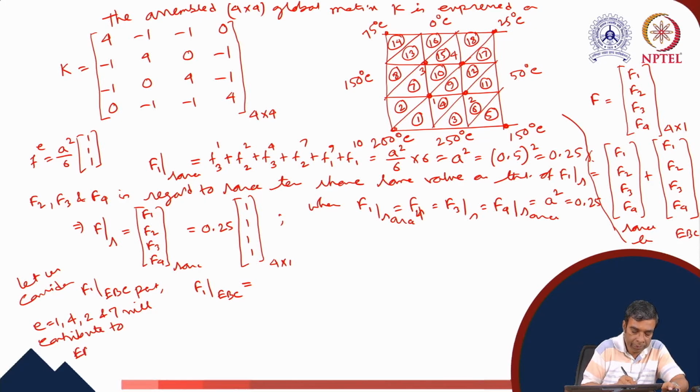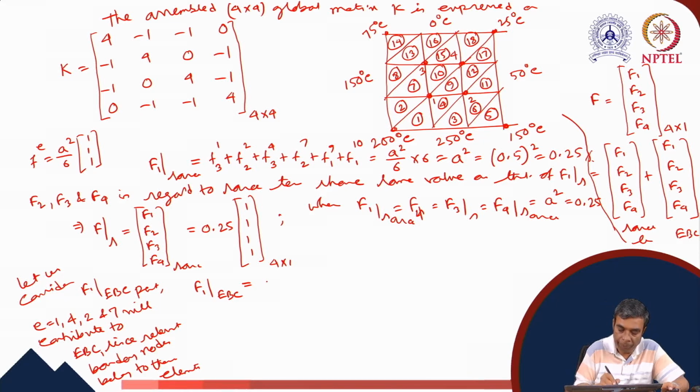since the relevant boundary nodes belong to these elements. So the first term will be minus K311 T11 minus K321 T21. So this is the contribution from element 1.